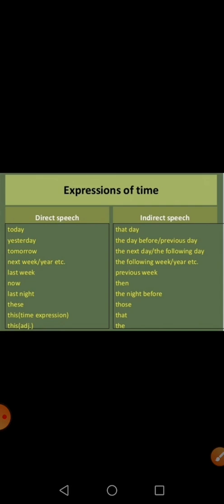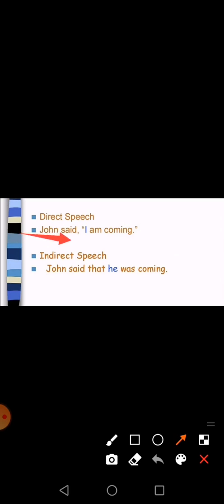These are the changes which you have to make to convert the direct speech into the indirect speech. Now here, let's see one example. Here you can see John said. Now, John said is the reporting verb. I am coming. The speech which is enclosed in inverted commas is reported. Now, is it direct speech or indirect speech?